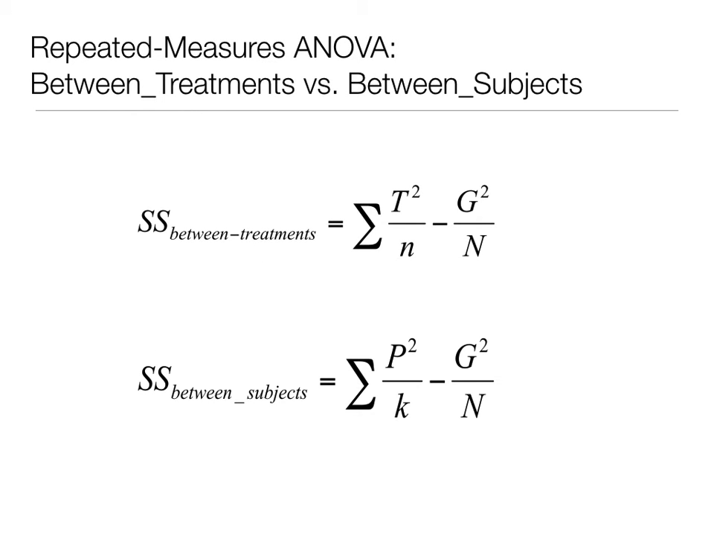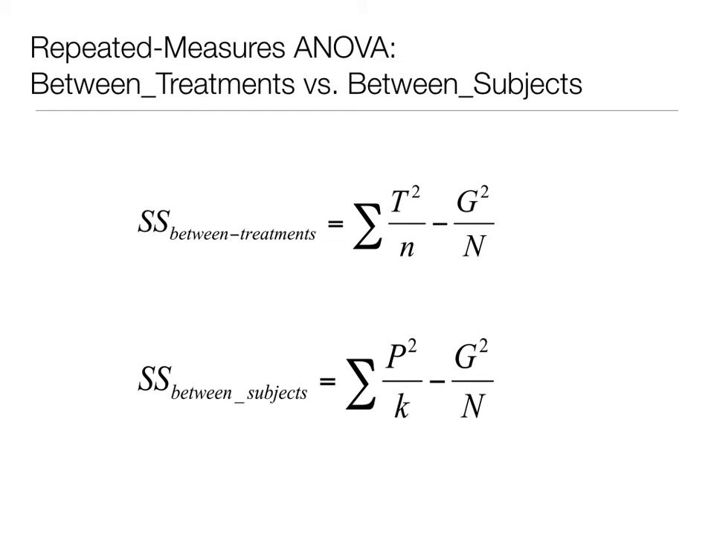So again, here's that comparison of the sums of squares between treatments formula and the sums of squares between subjects formula. Notice at the end of them, the G squared over N is absolutely identical. The only thing that's different is that we have T's versus P's and little n versus k in the beginning.